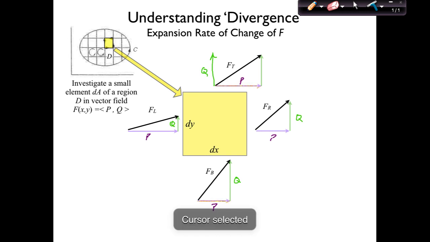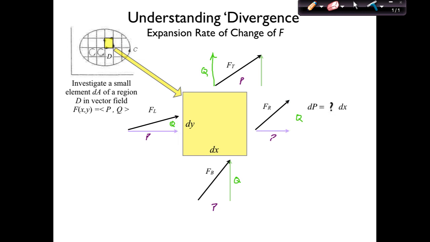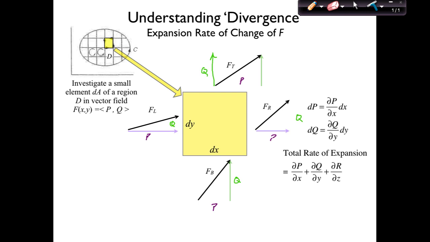So for a change in X, we want the change in P. That's going to be the partial of P with respect to X. And for a change in Q, it's going to be the partial of Q with respect to Y. So the total rate of expansion, let's just jump right to R3, is the rate of change of P with respect to X plus the rate of change of Q with respect to Y plus the rate of change of R with respect to Z, because the components of expansion are in the same direction as they're parallel to those changes, right? Or Px plus Qy plus Rz.